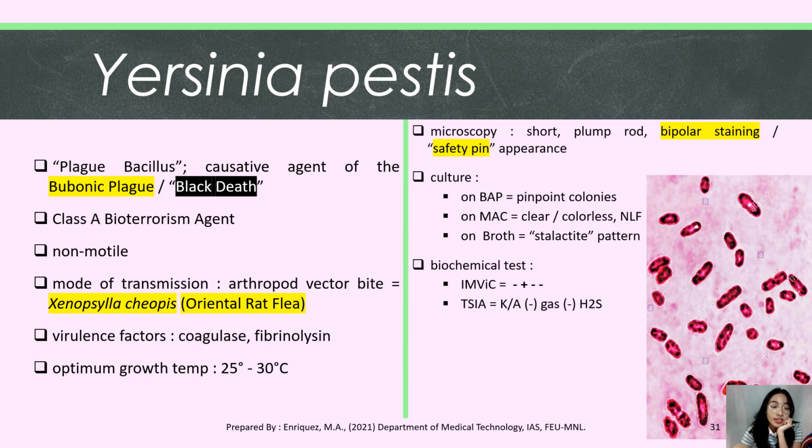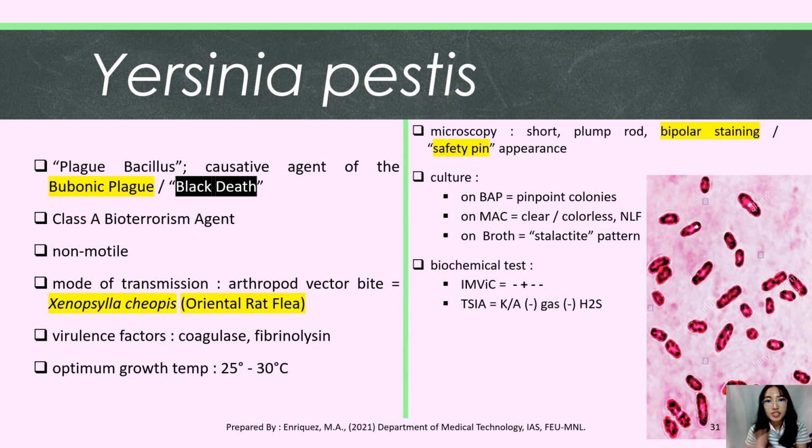Okay, so nabanggit ko na rin po sa general characteristics kanina, di ba po? All Enterobacteria are motile except for Klebsiella, Shigella, and Yersinia. So again, Yersinia species is non-motile. And then the virulence factors of Yersinia would include coagulase and fibrinolysin. So una po nating natutunan yung mechanism of action and function nitong dalawang virulence factors na to when we learned about the many other virulence factors of Staphylococcus aureus.